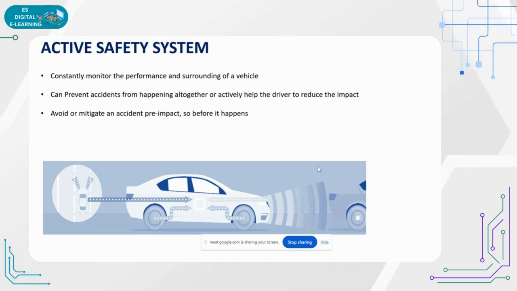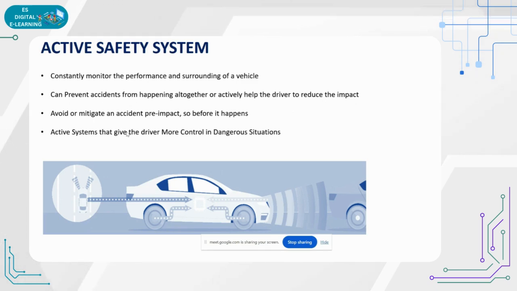To avoid that, there will be a pre-impact action. Before the accident happens, we need to control it. So that is the active safety system. This active safety system helps us to have more control in dangerous situations. When some vehicle comes critically near, before an accident, it will alert us. That will be the active safety system.